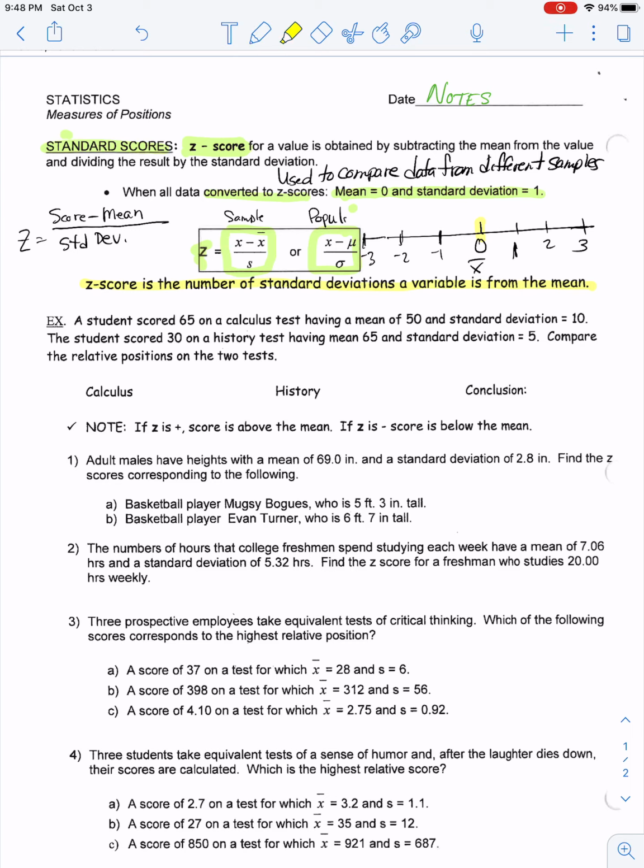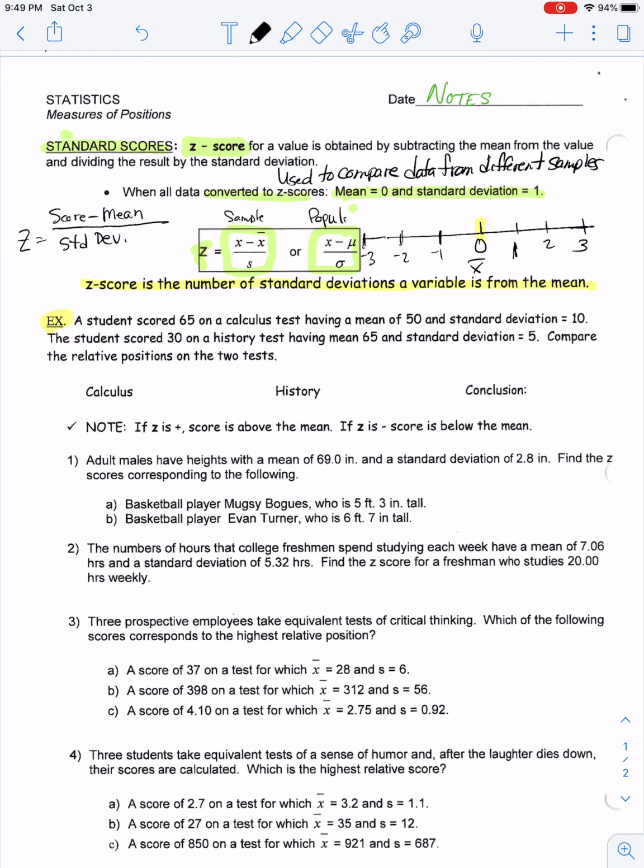All right, let's take a look at one of these, so we'll go down to the example. A student scored 65 on a calculus test, having a mean of 50 and a standard deviation of 10. The student scored 30 on a history test, having a mean of 65 and a standard deviation of 5. Compare the relative position on the two tests.